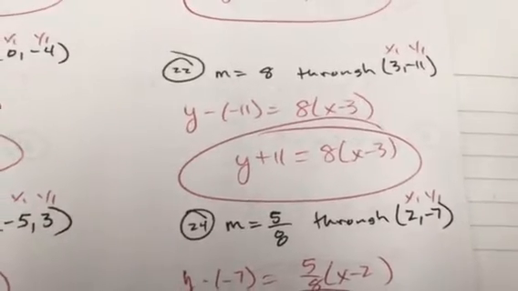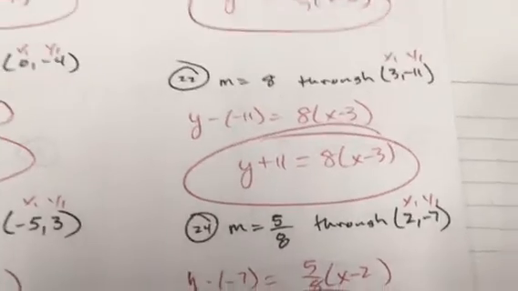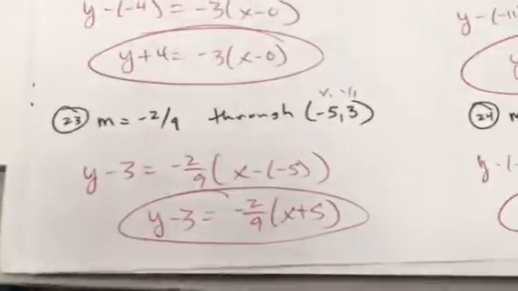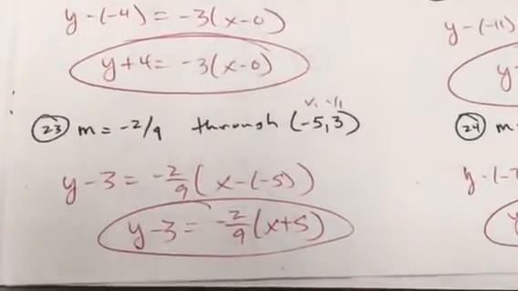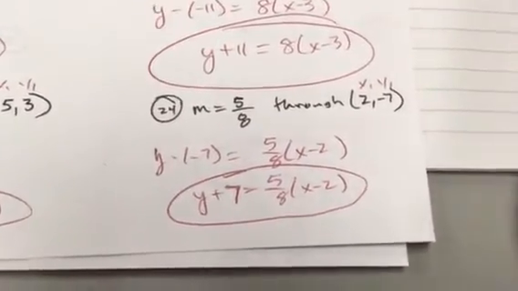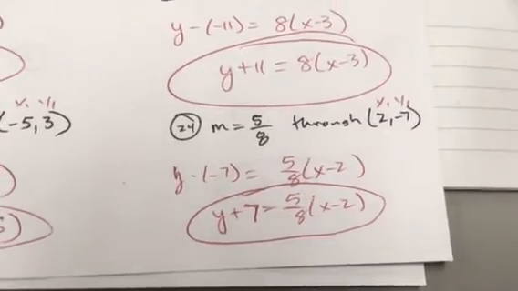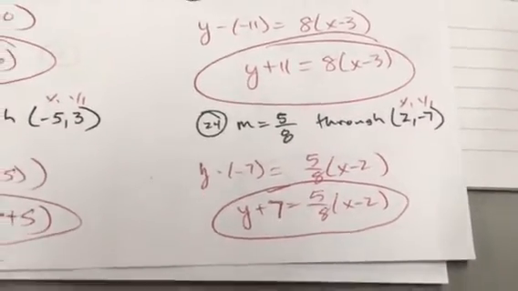There's 22. So maybe y minus a negative 11 is y plus 11 equals 8 times x minus 3. There's our answer for 23. Looking good. And finally, our answer there for 24. Y minus the y value equals the slope times x minus the x value. To subtract a negative is to add. Again, pause this whenever you need to.